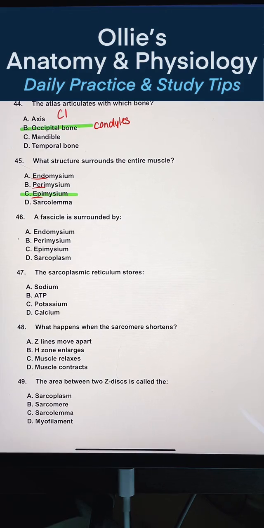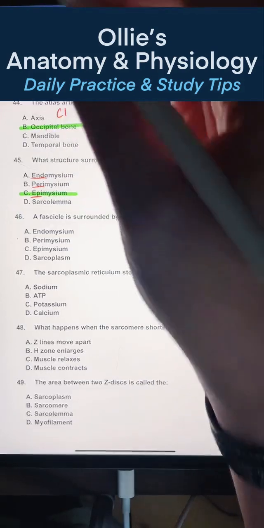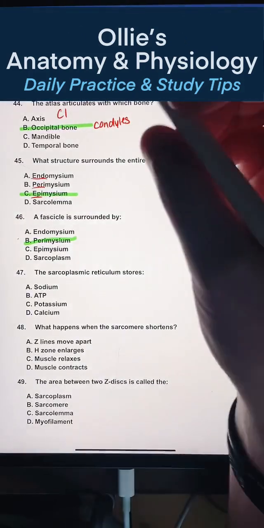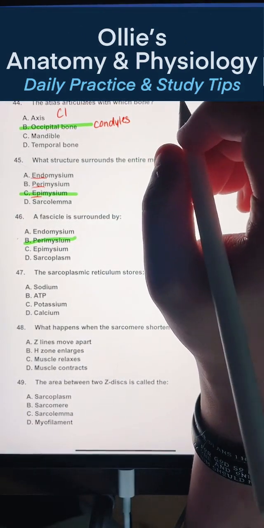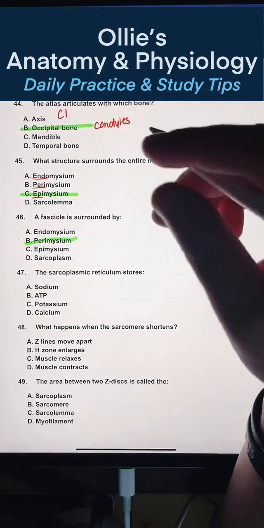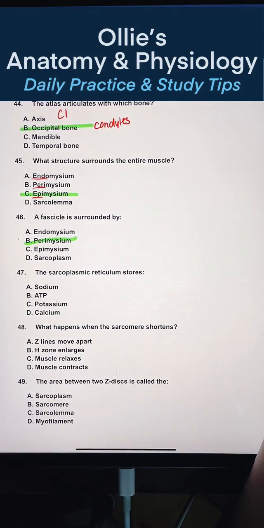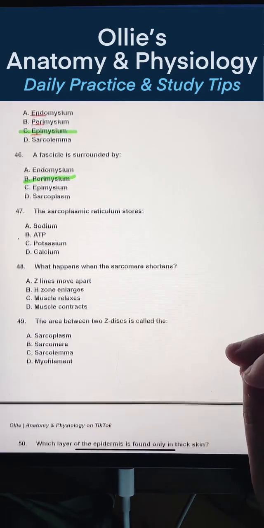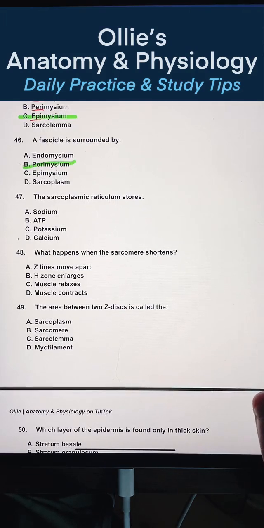Peri means to cover. It means covering. So we are covering the fascicles. So that would be B. So we're going to wrap around our bundle of muscle fibers, which are fascicles. Remember, endomysium is around individual fibers. Epimysium is around the entire muscle, so it is above the muscle. Sarcoplasm is the cytoplasm of muscle cells. 47, the sarcoplasmic reticulum stores what?